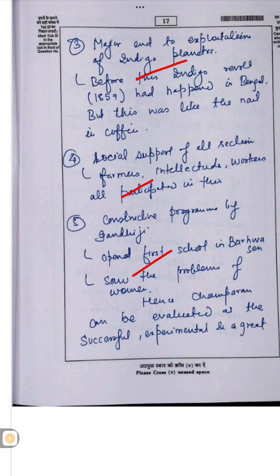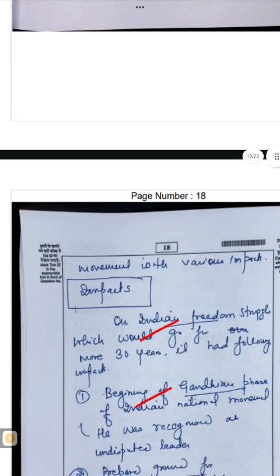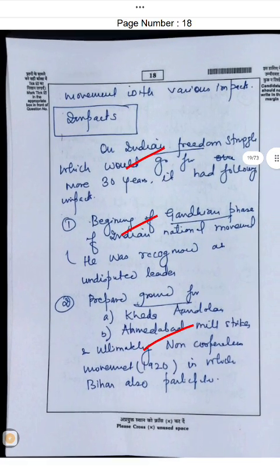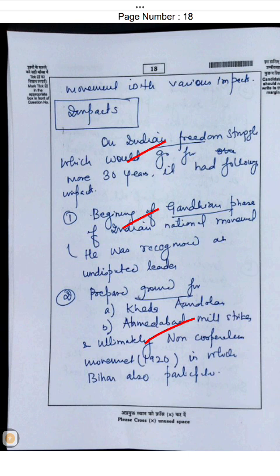Major blow to the exploitation by indigo planters. Before this, the indigo revolt of 1859 had happened in Bengal, but this was like the nail in the coffin. Social support of all sections: farmers, intellectuals, workers all participated. Constructive program by Gandhiji: opened the first school in Bhitiharwa, saw the problems of women. Hence, Champaran can be evaluated as a successful experiment and a great movement.